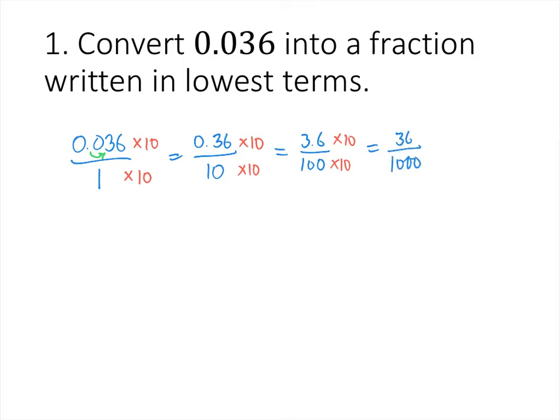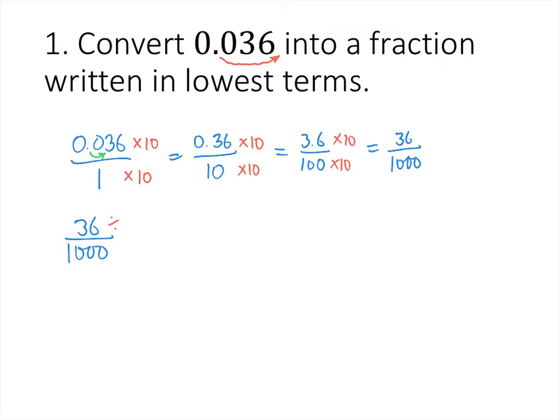Now, we could see that we actually needed to move the decimal place 3 spaces, so we could have just multiplied by 1,000 and done this all in one step. Or if you like, we can multiply by 10 over and over again. Whichever way makes more sense to you is fine. Now, this fraction is not in lowest terms because 36 and 1,000 have some common divisors. You might, for example, notice that both 36 and 1,000 are even numbers. That means they're both divisible by 2.